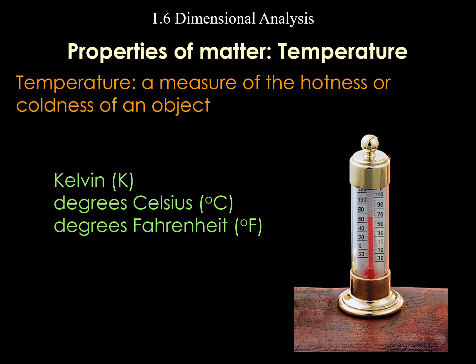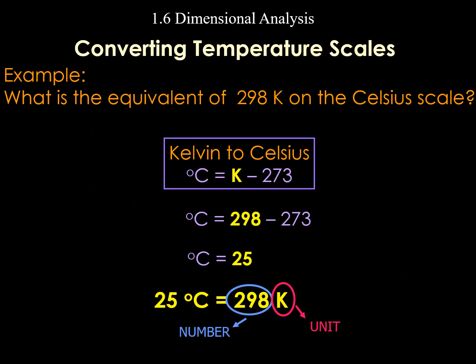We talked about temperature. The SI unit for temperature is Kelvin. And we'll talk about this later in chapter 2. Here's an example. What is the equivalent to 298 Kelvin on a Celsius scale? And this is room temperature. 25 degrees Celsius is about room temperature. We subtract 273 from 298 to give us 25 degrees Celsius.